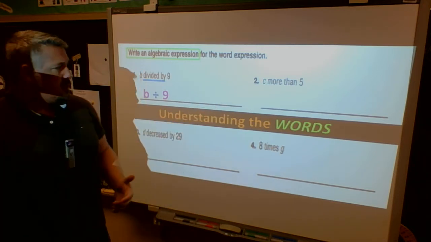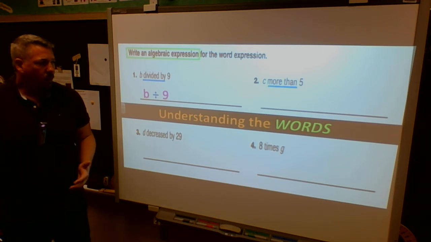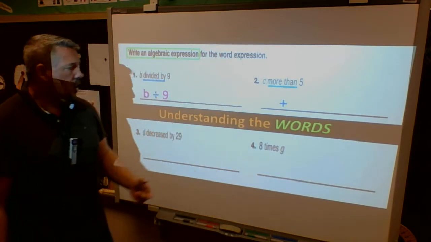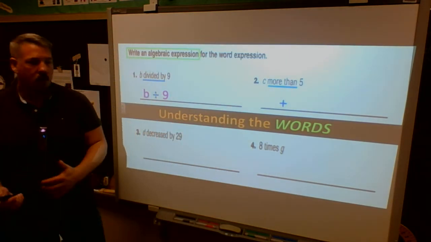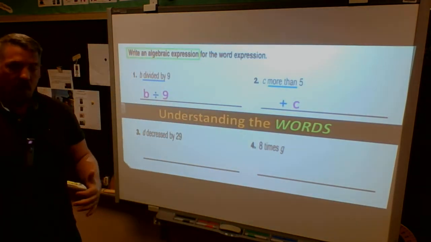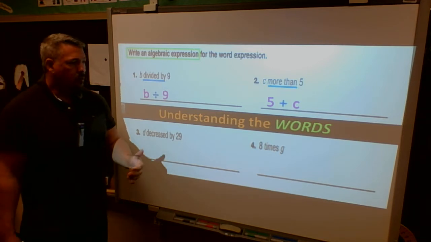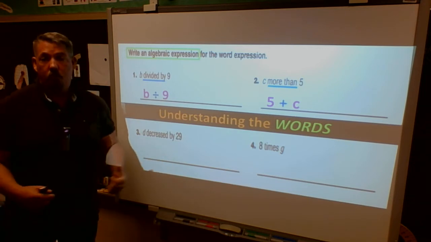On 2, C more than 5. Well, more, that just means addition. So I know I'm going to add on that, and what am I going to add? Well, it's more than 5. So I'm going to start with the 5, and I'm going to add the C to it. So the proper way of writing that expression would be 5 plus C. Once again, that's the answer. There's 1 point for this problem.